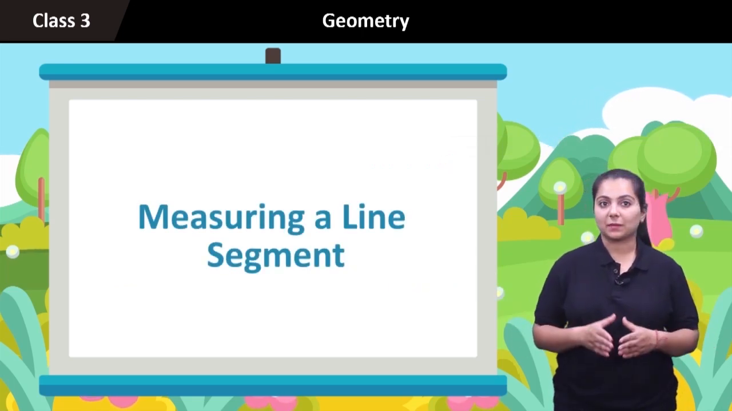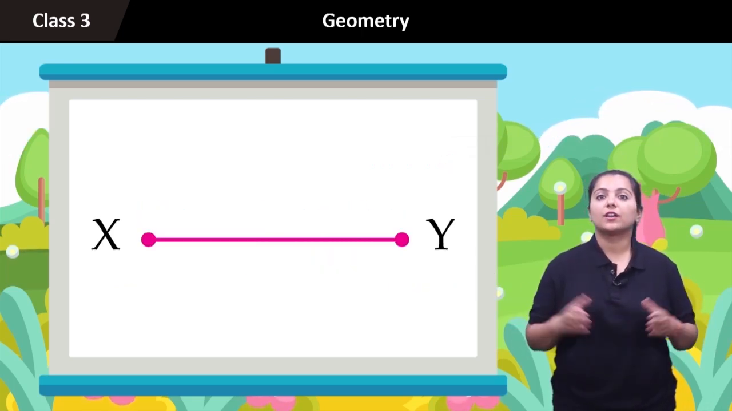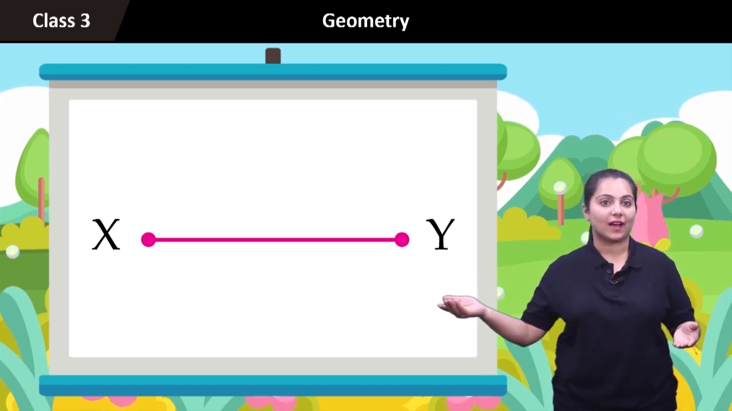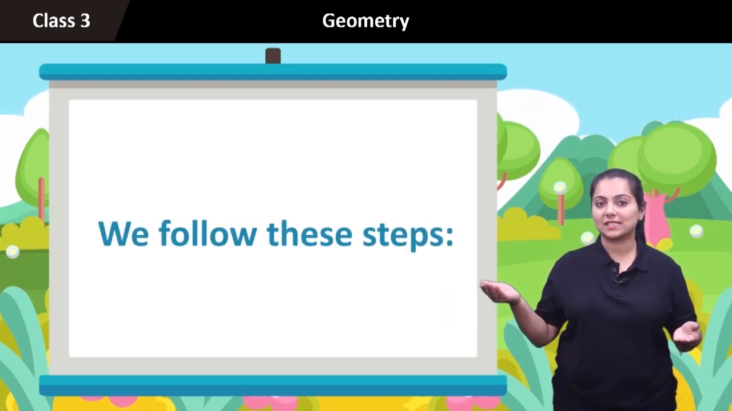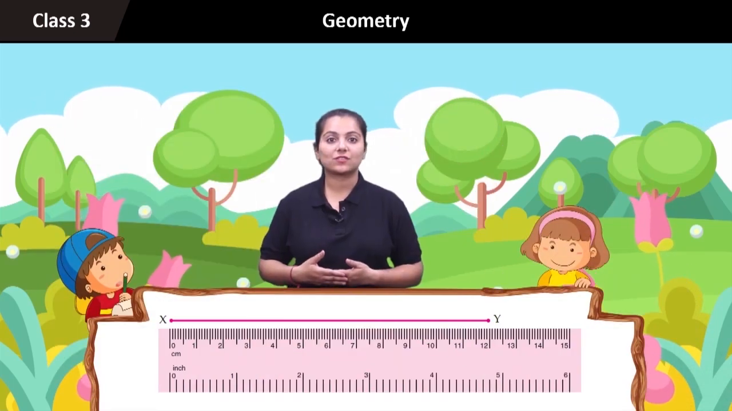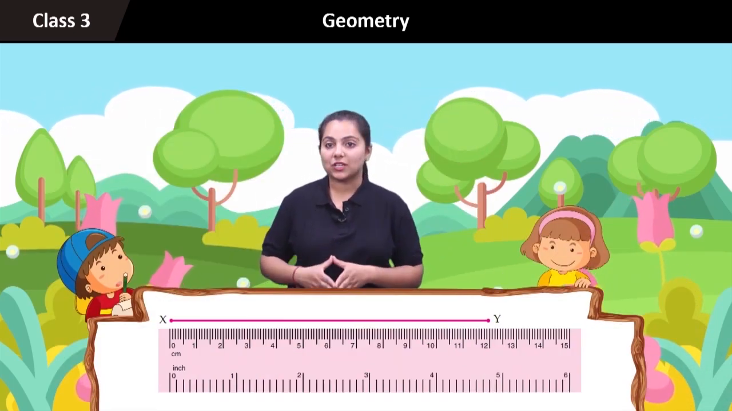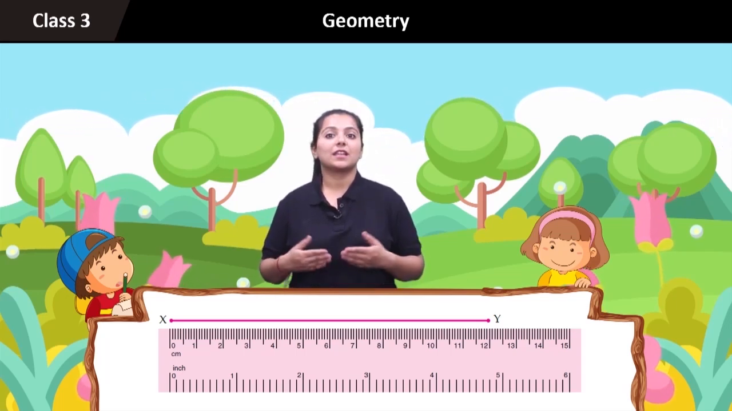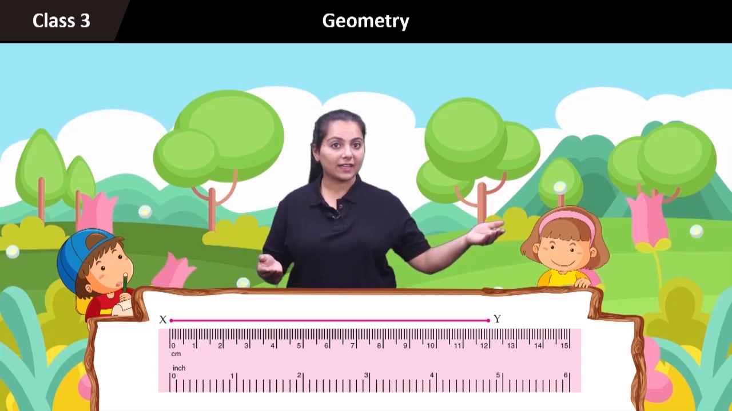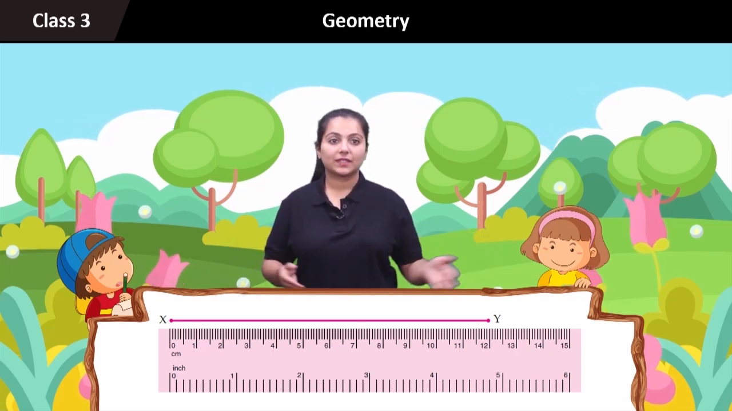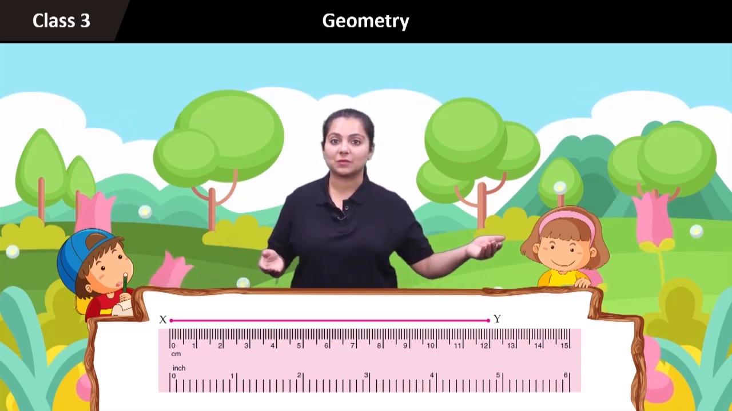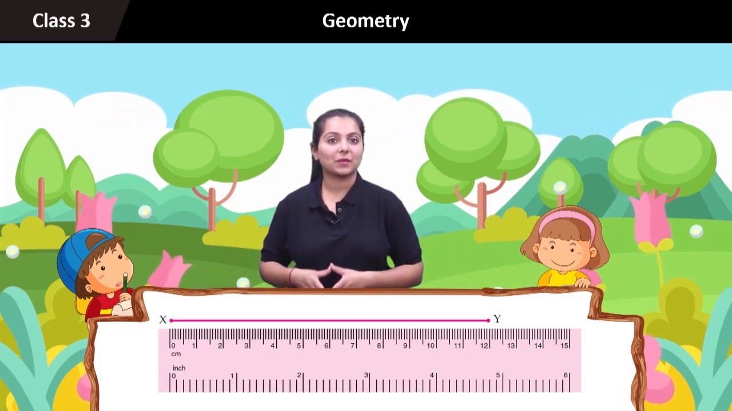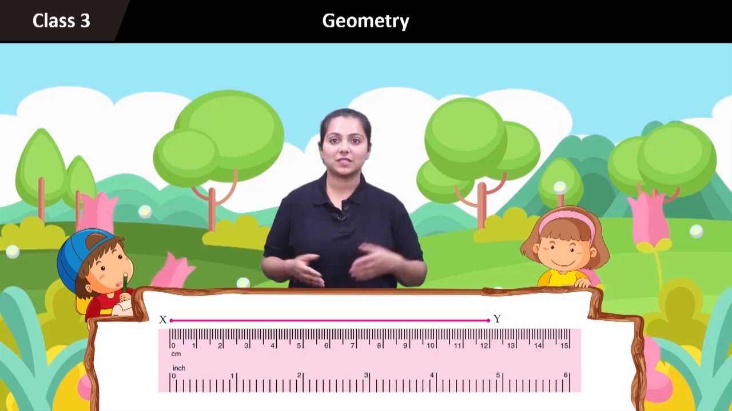Measuring a line segment. We measure the line segment using a ruler. Let us measure the length of the given line segment XY. Now we follow these steps. Place the ruler straight along the line segment and make sure that point X is at the 0 mark of the ruler. Now look at the other end, point Y of the line segment. It coincides with 12 cm on the ruler. Therefore, the length of line segment XY is 12 cm.